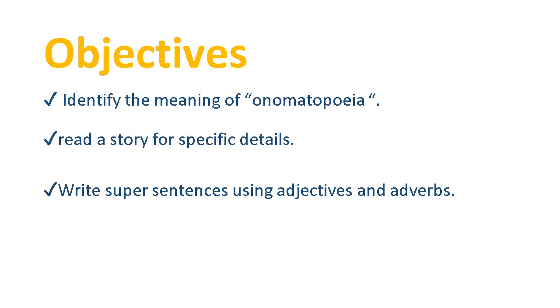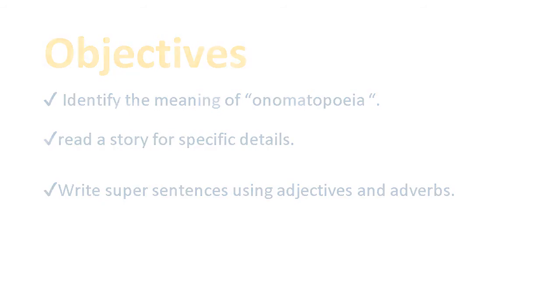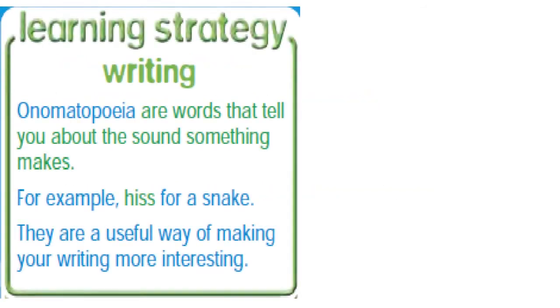Okay, so let's start with the first step of our lesson today. The first step here, learning strategy. So writing. Onomatopoeia are words that tell you about the sound something makes. For example, hiss for a snake. These onomatopoeia are a useful way of making your writing more interesting.